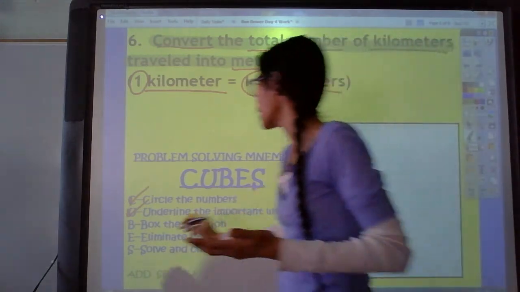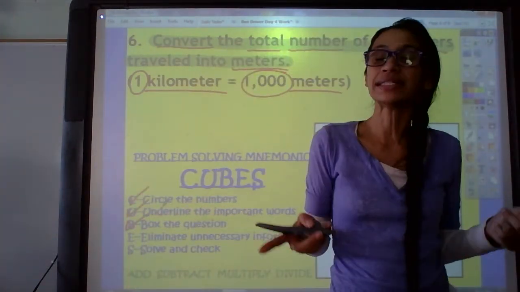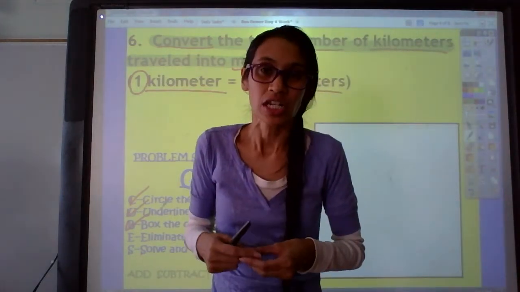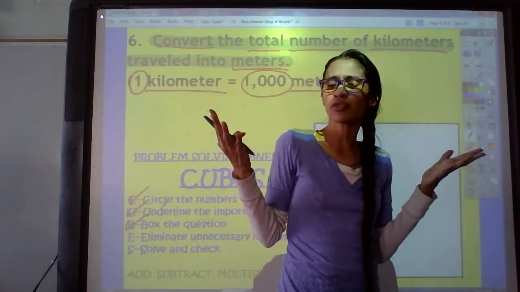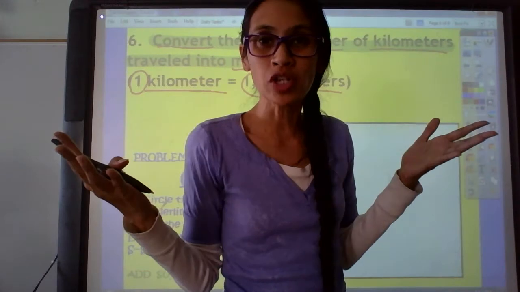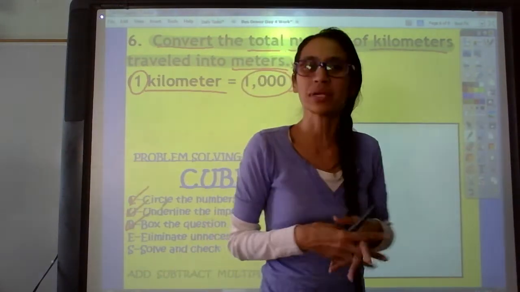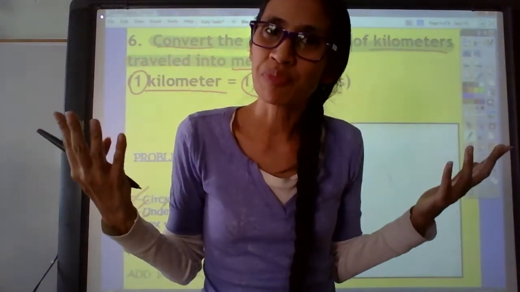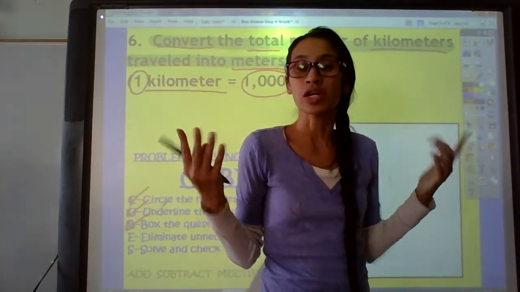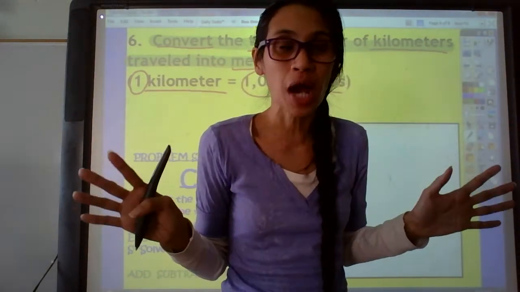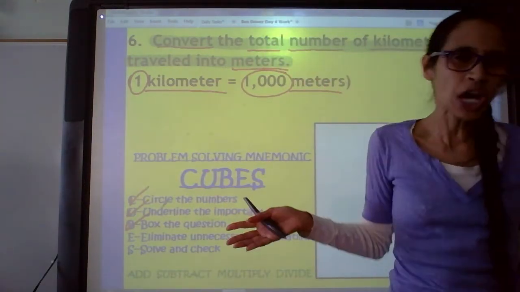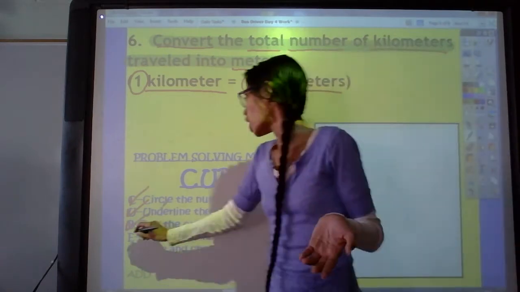I'm done with that. The next step is the E step, to eliminate unnecessary information. So to eliminate unnecessary information, we're going to see, is the problem trying to trick you? Sometimes math problems try to trick you. Life problems try to trick you. But remember, you are smarter than any problem you have to face in your life. Let's see. Nothing trying to trick me there. So I am done with that step.